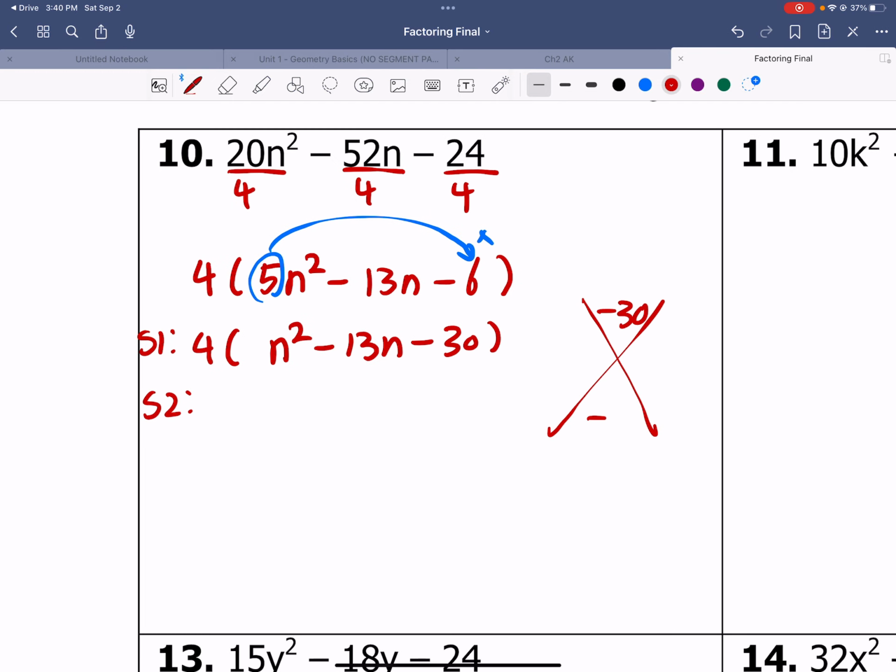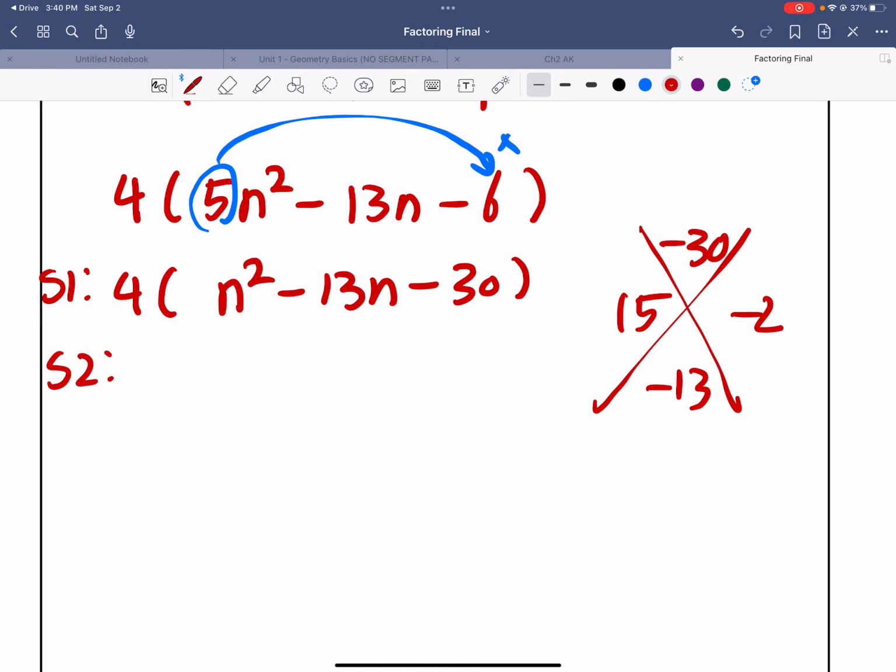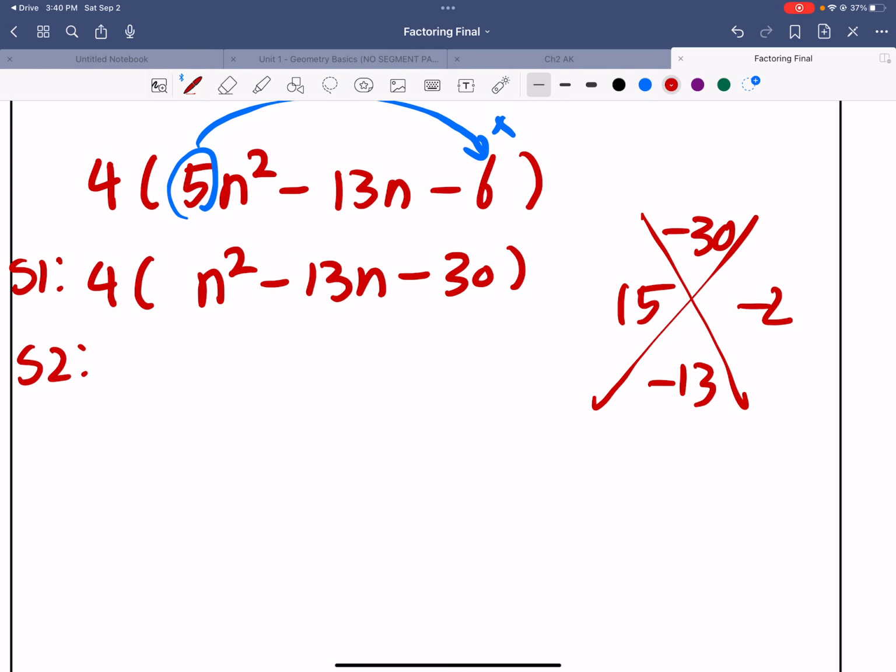Negative 30 and negative 13. It's going to be 15 and 2 most likely with the negative. It's not 10 and 3 because that will not give you negative 30. So it's going to be n plus 15 and n minus 2.